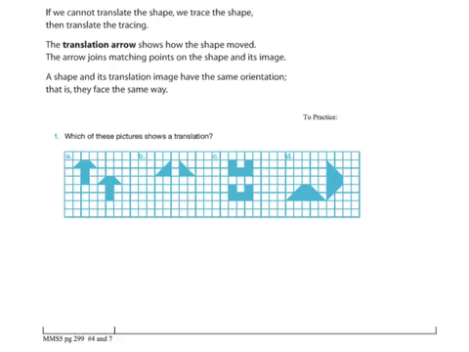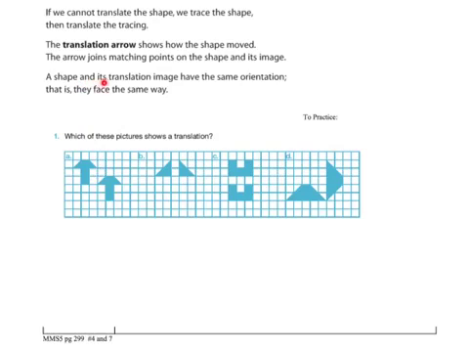If we cannot translate the shape in our heads as we think it should be, and we can't figure out what's actually occurred there, a good strategy to use is to trace the shape and then actually translate or move the tracing. That is a good strategy, and we'll show you a video about that in a moment. The translation is often shown with an arrow. It shows how the shape moved. The arrow usually joins matching points on the shape or the image.